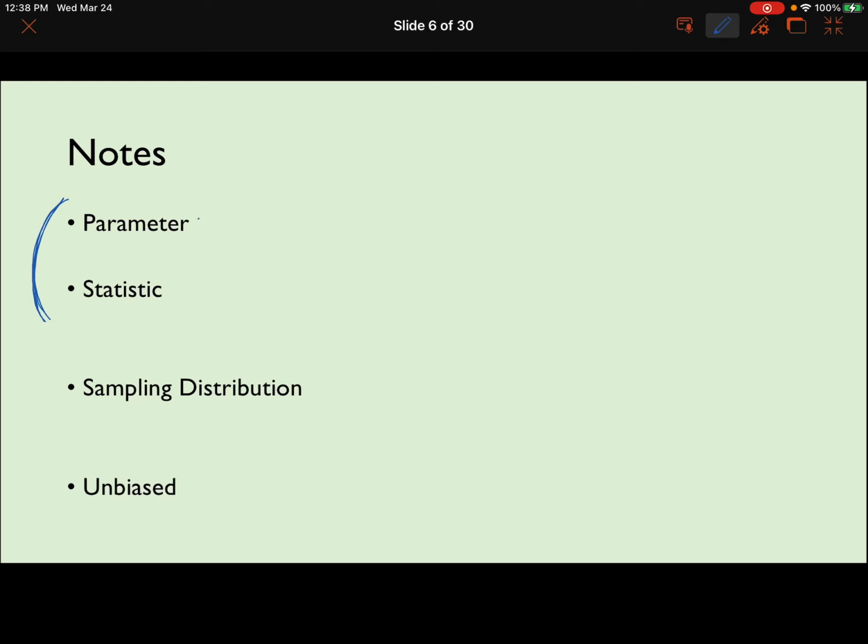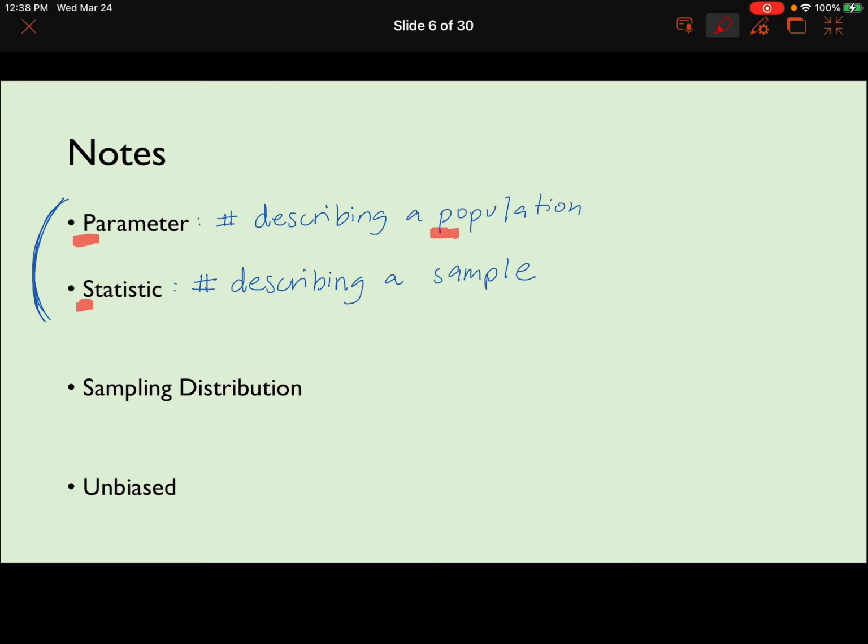A parameter is a number describing a population. And a statistic is related, but it's a number describing a sample. So the way that I remember this is parameter starts with P and so does population. Statistic starts with S and so does sample. And just real quick, the difference between population and sample: population is everybody. Sample is a selection from everybody.